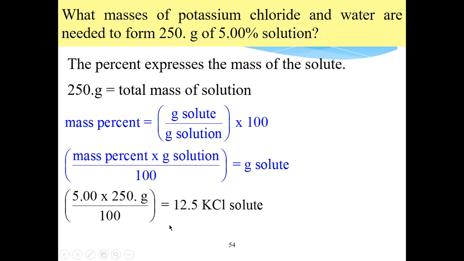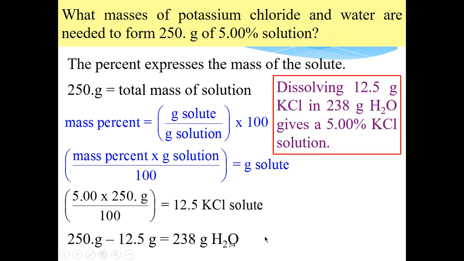So when we do that, we end up with 12.5 grams of potassium chloride. So that would be the mass of the solute. And therefore the mass of the water would be the difference between the 12.5 and the 250 grams as shown here, and that would be the mass of the water, and that's therefore the answer to the question.